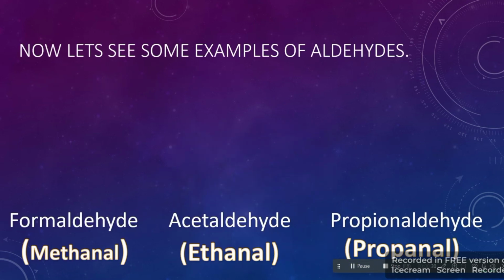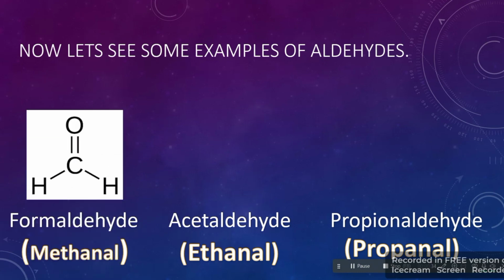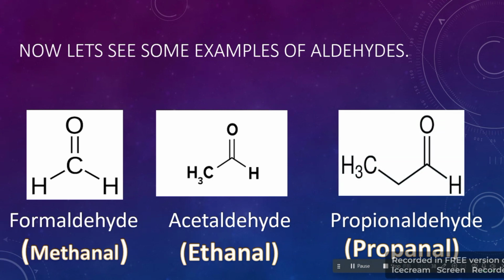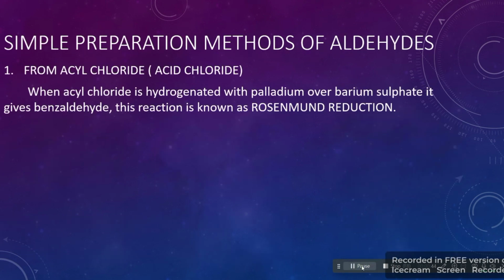Now let's see some examples of aldehyde. Here is formaldehyde, here is acetaldehyde, and here is propanaldehyde. These are also known, respectively, as methanal, ethanal and propanal. Okay, here are some simple preparation methods of aldehyde. You can take a screenshot, or simply pause the video and make your own notes. It will be effective. Let's see one by one.